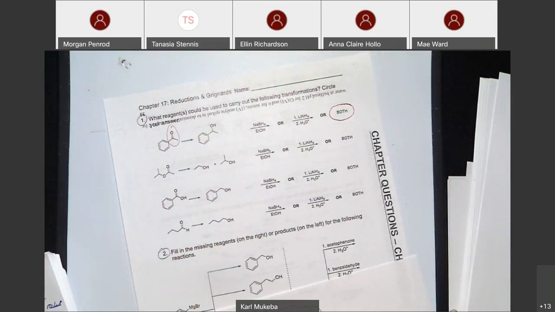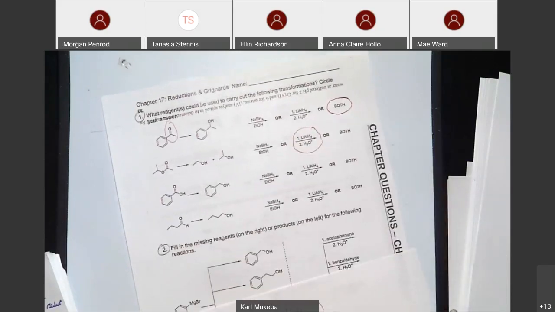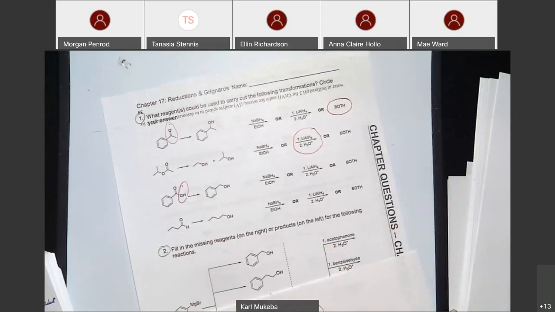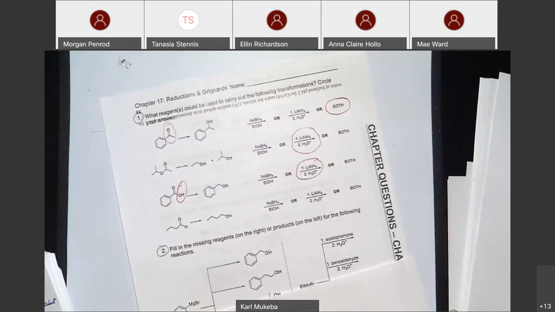And the next one, because it is an ester, we know that NaBH4 cannot reduce an ester. So it is clear that only this reagent can reduce the compound. The next one is a carboxylic acid because of the OH group there. So only lithium aluminum hydride can reduce the compound.